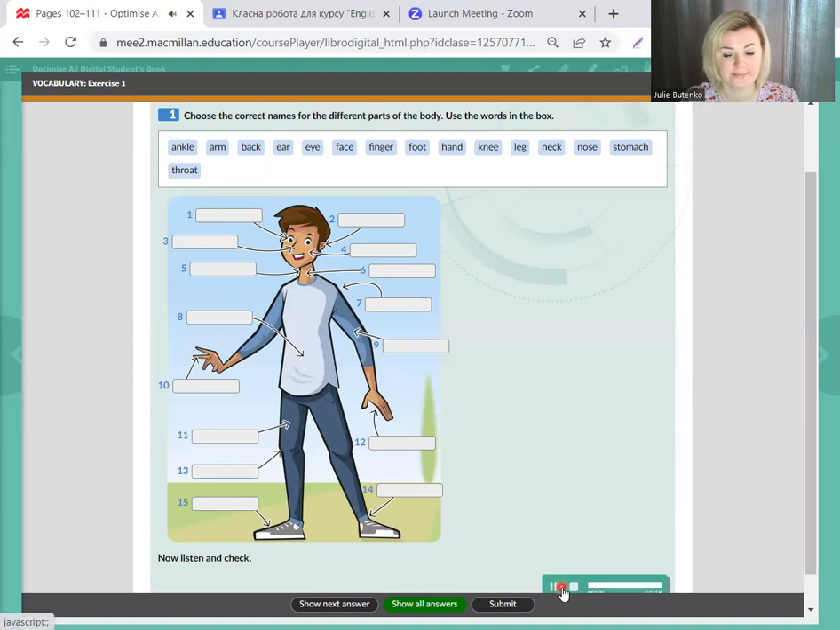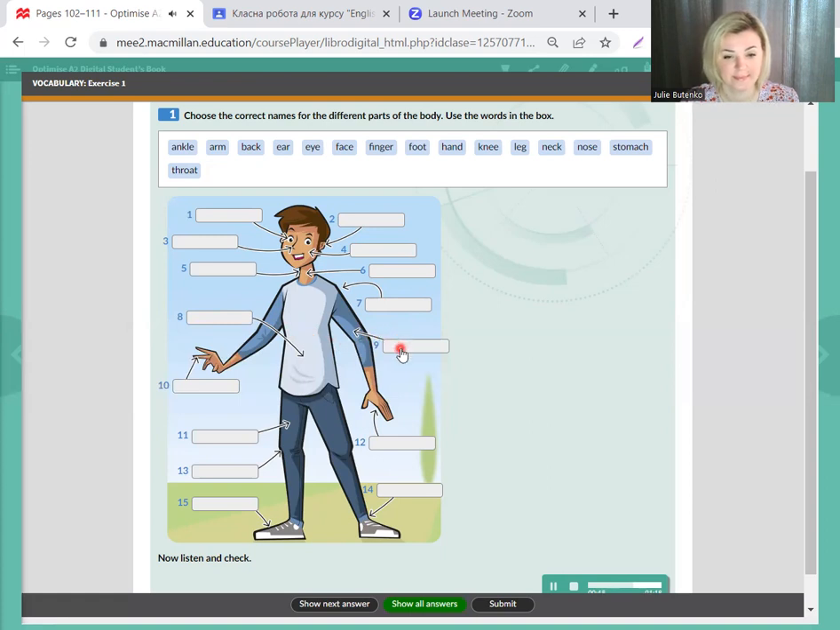Unit 10. Topic Vocabulary. Page 105. Exercise 1. Words connected with health. 1. Eye. 2. Ear. 3. Nose. 4. Face. 5. Throat. 6. Neck. 7. Back. 8. Stomach.